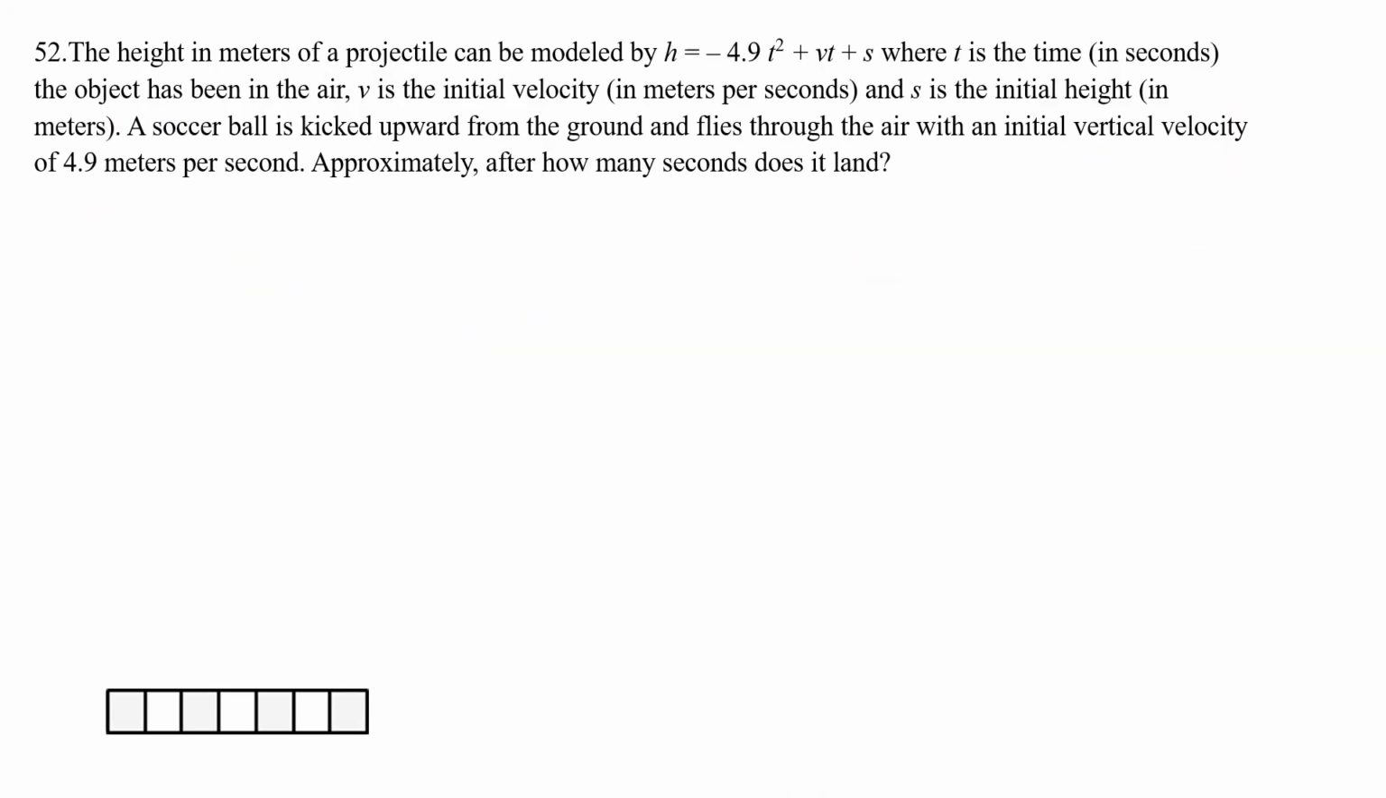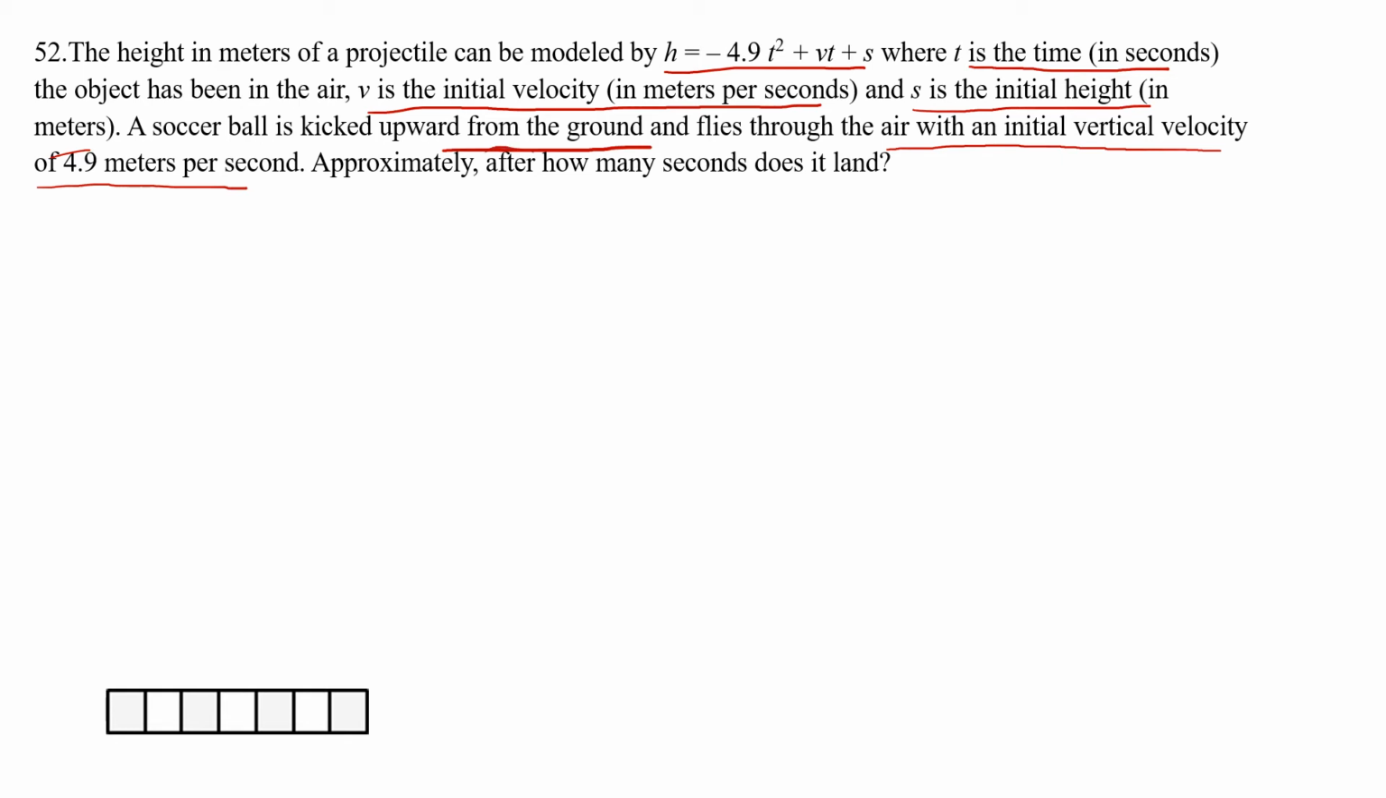Alright, so let's take a look at number 52. We have a nice word problem here. It says the height in meters of a projectile can be modeled by this expression here. t is the time in seconds the object has been in the air. v is the initial velocity in meters per second. s is the initial height in meters. A soccer ball is kicked upward from the ground, that's important, and flies through the air with an initial vertical velocity of 4.9 meters per second. Approximately after how many seconds does it land?